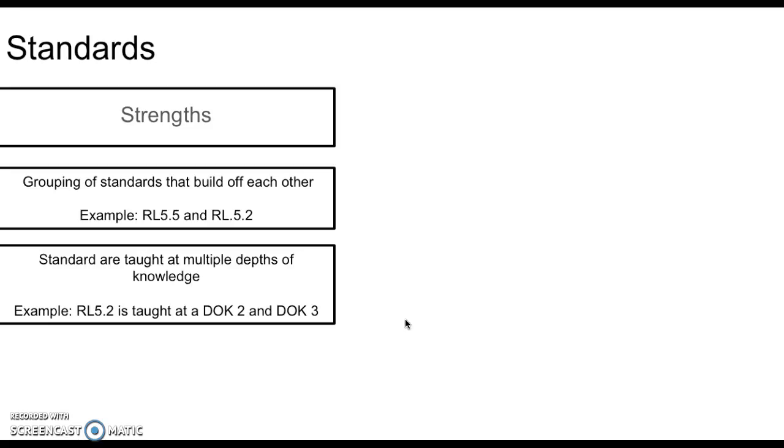Another area of strength in this program in terms of its standards is that the standards are taught at multiple depths of knowledge. For example, RL 5.2 needs to be taught at a DOK 2 and 3. In this program, students first engage with the standard by identifying the theme of the story, which would match right about a DOK 2, and then students construct their own theme and identify their own evidence, which would match at a level of a DOK 3.